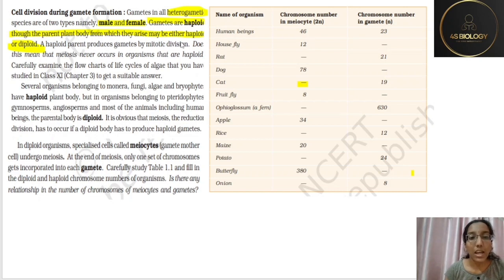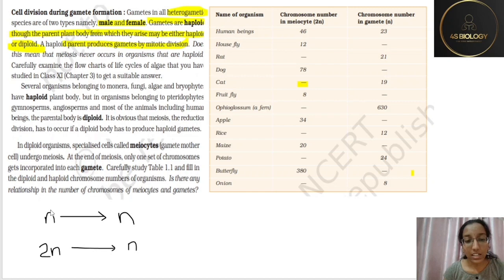A haploid parent produces gametes by mitotic division. This is very simple. Now if the parent is n, the offspring is n. If the parent is 2n, the offspring is n. So here mitotic has happened. Mitotic means equational: whatever the parent has, the offspring has the same, right? This is the parent, this is the offspring. Okay, in this, the parent is 2n, but the offspring you can see is n. That means reduction has happened, one is reduced. So this is meiosis, this is mitosis. Okay, so see, a haploid parent produces gametes by mitotic division. This is mitotic division, and this is meiosis, which is reductional division. Several organisms belonging to Monera, fungi, algae and bryophytes have a haploid parent body.